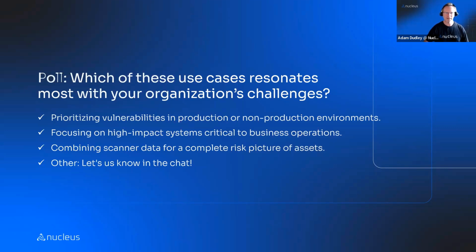Also got another question here from Vince. Thank you, Vince. He's asking, how do you handle the scenario when asset correlation goes wrong? For example, merging two different assets. Vince, good question. He knows why I'm laughing.